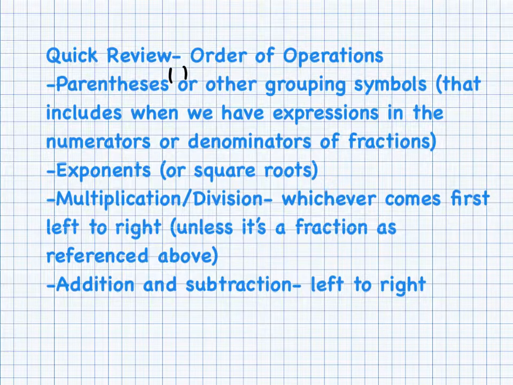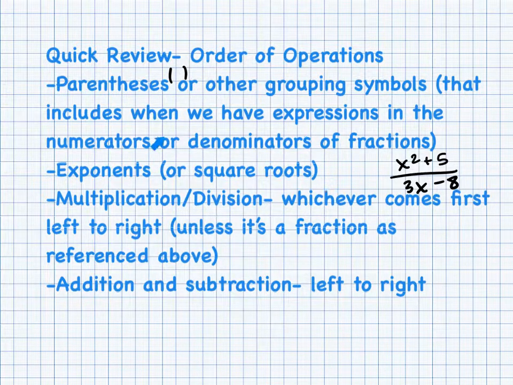Exponents, and that includes square roots, cube roots, any kind of roots, need to be done next. Then multiplication and division, whichever comes first, left to right. What I have up here, this explanation, is if I have something like x squared plus 5 over 3x minus 8, and I just made those numbers up.